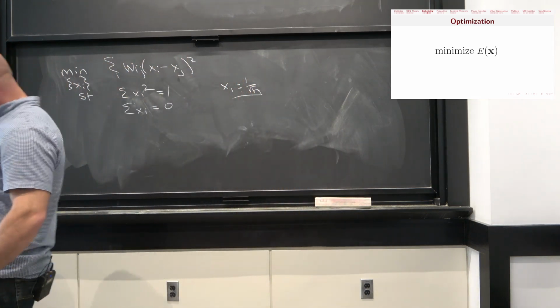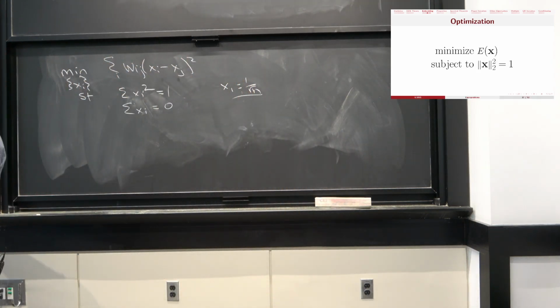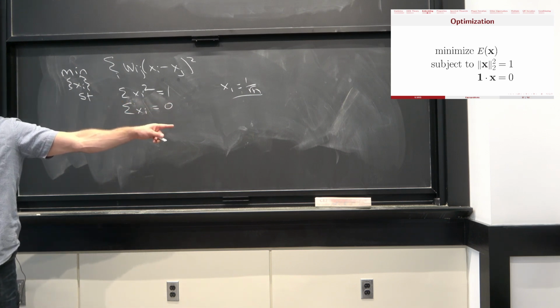This actually feels like a reasonable optimization problem. So we have 2 constraints. One of them says that we don't want everything to be 0. The other says that they average to 0, which avoids this case where they're all constant and just not an interesting concept.